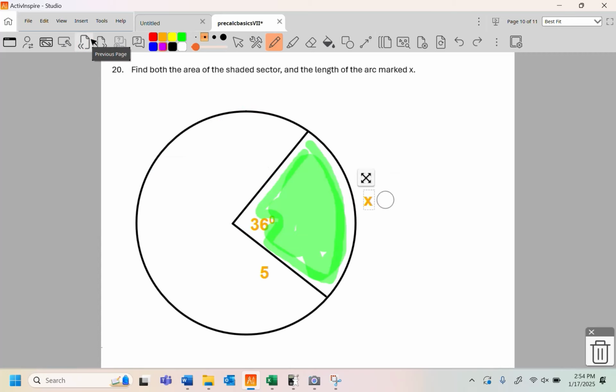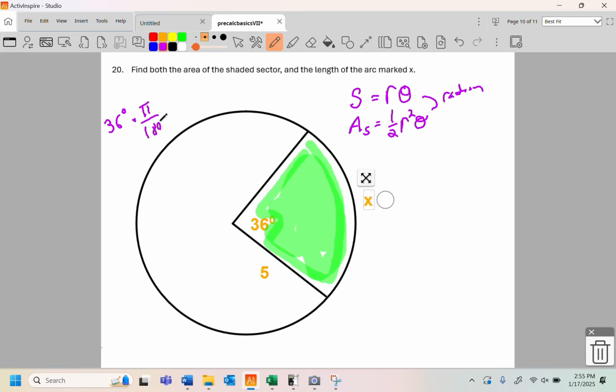20, we've got a circle. The two formulas that pop into my mind are s equals r theta, and area of a sector would be 1/2 r squared theta. And your task is to find both the area of the shaded sector and the length of the arc marked x, and it's supposed to be numbers that work out that you can do by hand. So we're going to have to do some conversion here. The disclaimer was these were radians. So I'm going to take my 36 degrees. I'm going to have to multiply it by pi over 180 degrees.